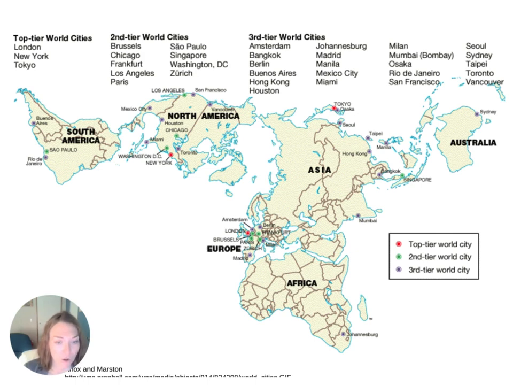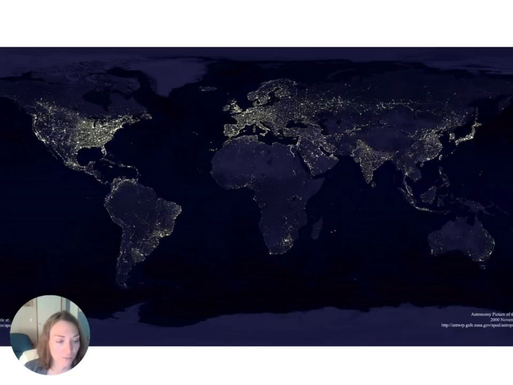Looking at some of our top tier, you might see it called Alpha Plus Plus cities. The main three are London, Tokyo, and New York. And it's really interesting because even from space, you can see the Earth at night, you can kind of see these spots lit up like little bright points of light.